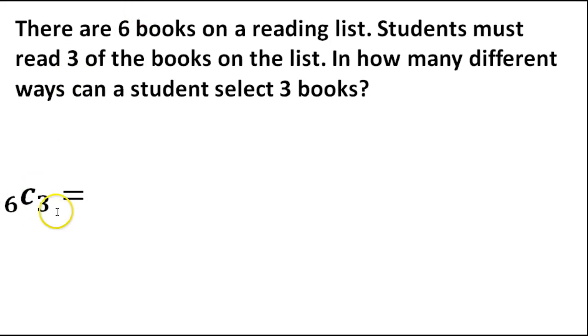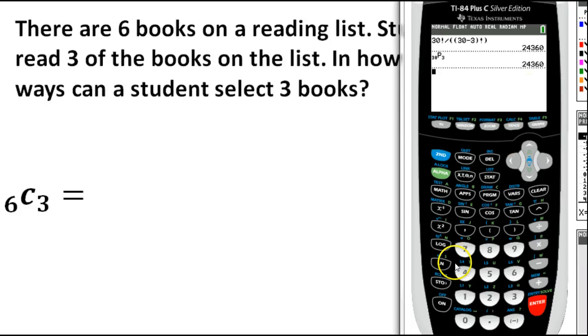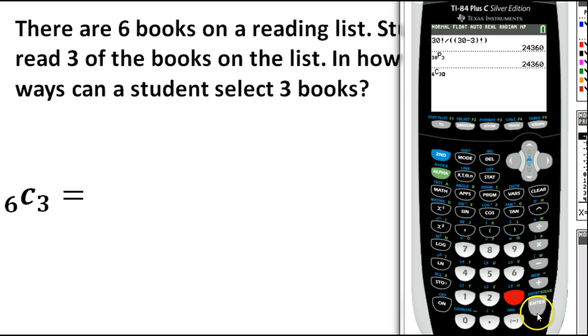So 6 choose 3. Again, you could type that into your calculator just like we did before, whether it be the TI-84. So here's your TI-84. We'll go 6, math, go over to probability. Whoops, went too far. This time it's going to be option number 3 instead of option number 2 because this one's a combination. So option number 3, 6 choose 3, and then hit enter, and that will get you your answer. There are 20 there.